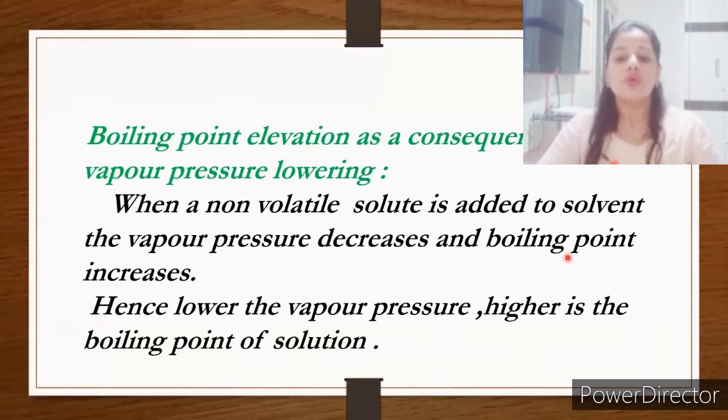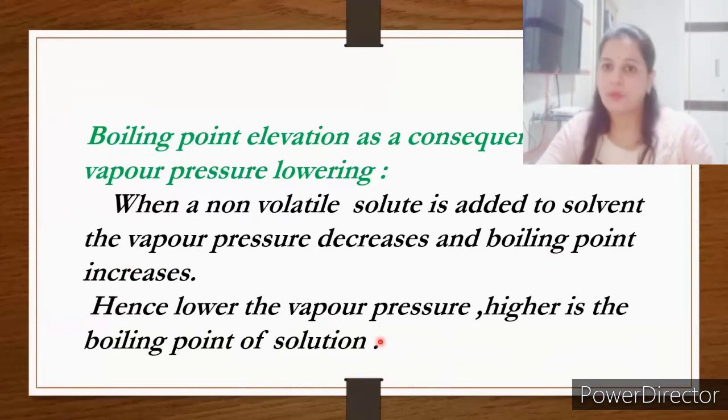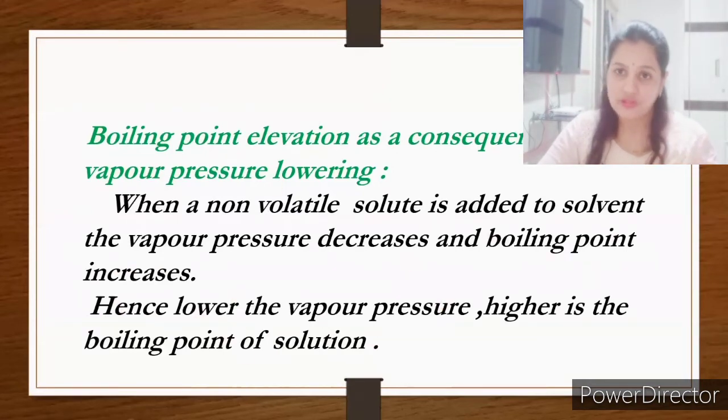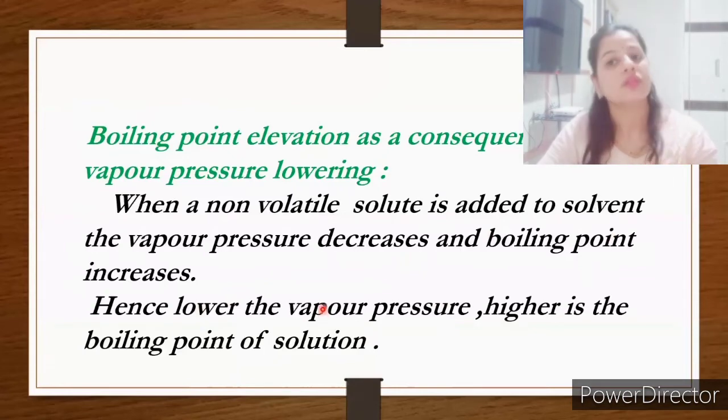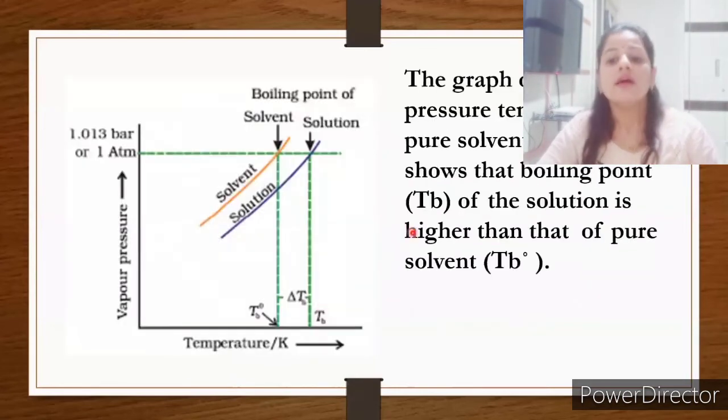So what it says is that whenever a non-volatile solute is added to the solvent, the vapor pressure decreases and the boiling point increases, and hence the lower the vapor pressure, the higher the boiling point. The lower the vapor pressure, the more the boiling point will increase. This is the consequence of vapor pressure lowering on the boiling point.